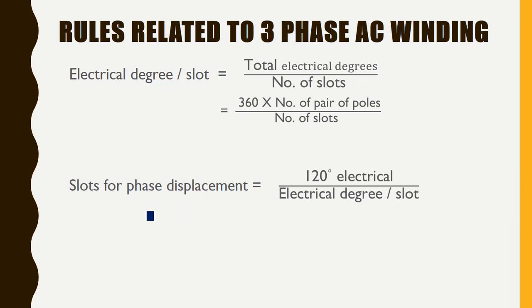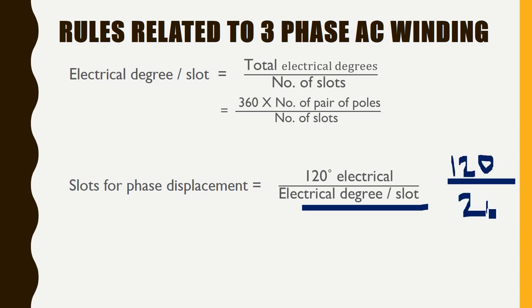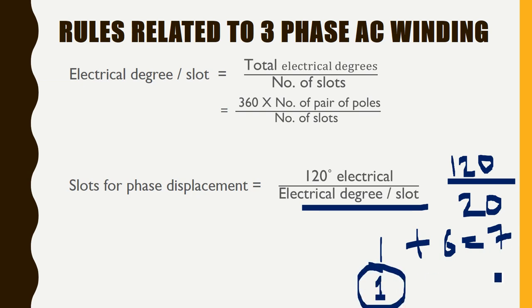And the next calculation is the slot for phase displacement. If it is 120 degrees electrical, we require 120 divided by electrical degree per slot. If you calculate 20 degrees per slot, then we should do 1 plus 6. That is, the first phase R is placed in slot number 1 and the second phase should be placed in slot number 7. From where did we get 6? 120 divided by the electrical degree per slot, which we calculated as 20. So 120 by 20, we got 6 here.